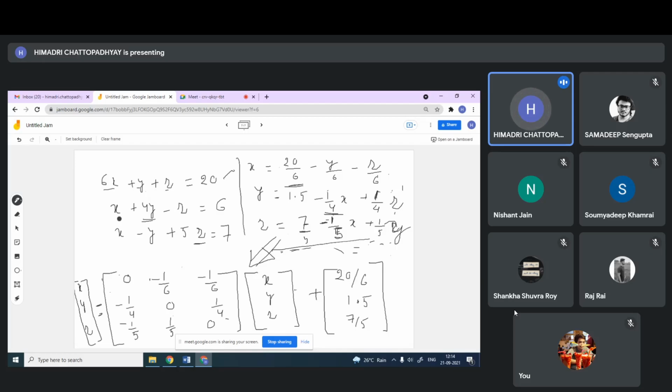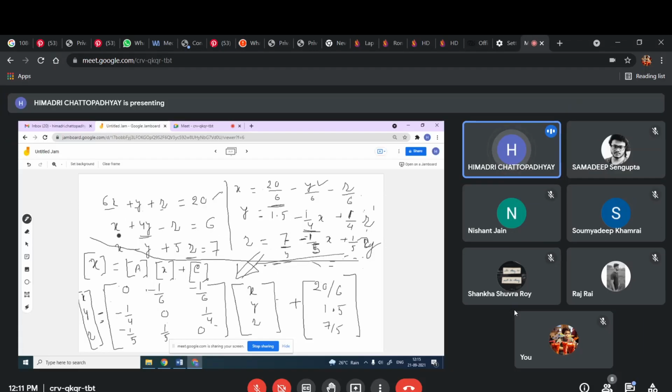In the language of computers, the matrix x is equal to some coefficient matrix A into x plus some constant. Because you see that 0 into x minus 1/6 y minus 1/6 z plus 20 by 6 is equal to x, then minus 1/4 x, 0 y, 1/4 z.